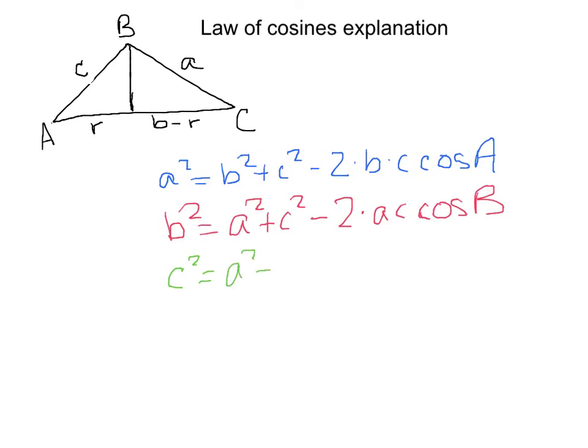So if you did this right, you'll get something like this. Okay, and we know about commutativity, so if you have these in different places, that's fine. And that's the law of cosines.